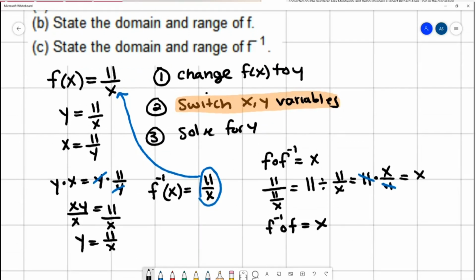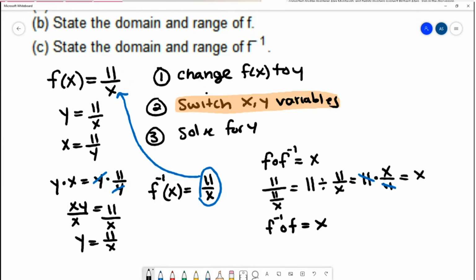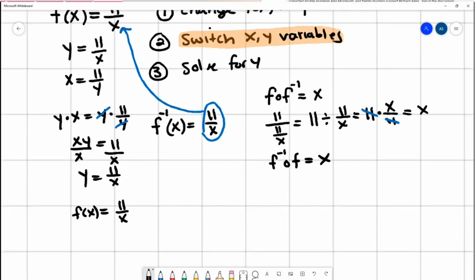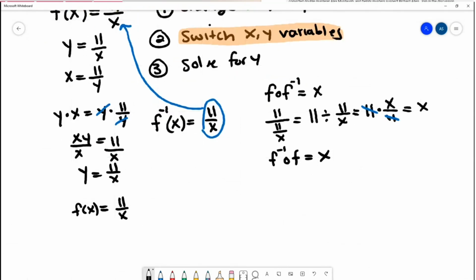So then we want to state the domain and range of each one of these functions. So f of x is equal to 11 over x. And because this is a rational function, we're looking for where the denominator is equal to 0. So the denominator will equal 0 when x is equal to 0. So we exclude that value from the domain. The domain of f is -infinity to 0, union with 0 to infinity.